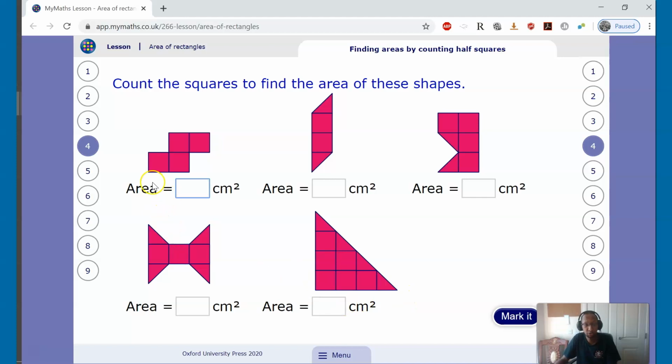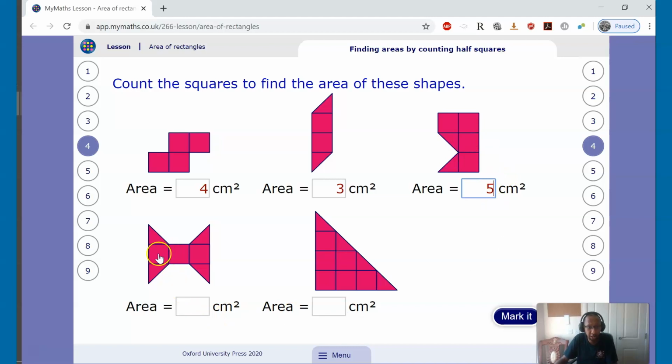Okay, so let's count the squares. So 1, 2, 3, 4. This one is 4 centimeters squared. This one is 1, 2, plus 2 sides there, so that would be 3. Here we have 1, 2, 3, 4. And if we were to join these two together, that would make one full square. So that would give us 1, 2, 3, 4, 5.